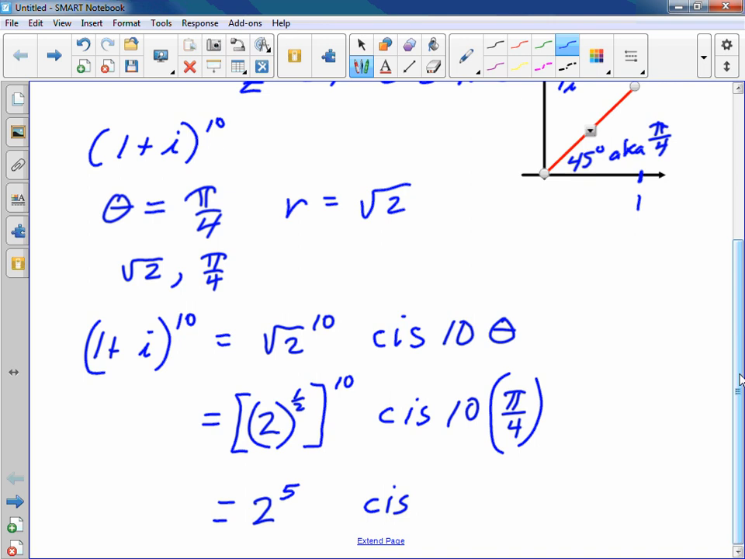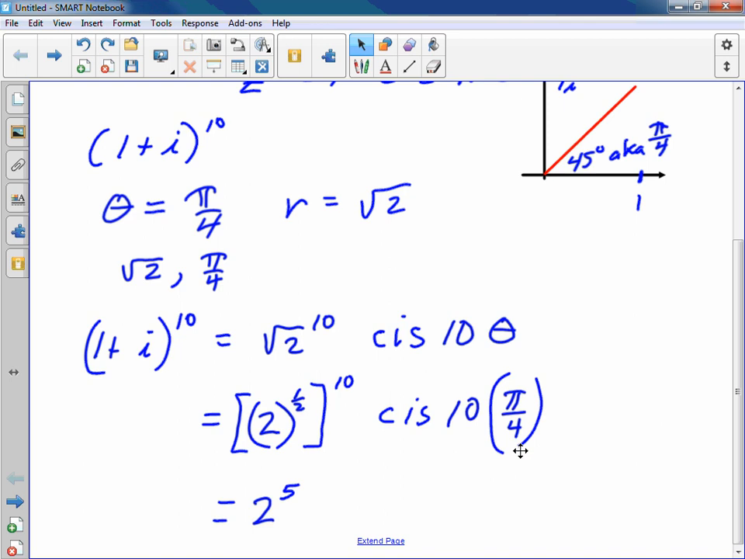What is this right here? I was trying to circle it. I'm having a rough day, you all. Tell you what. This right here, what does it become? 10 pi over 4, which is the same as what? 5 pi over 2.